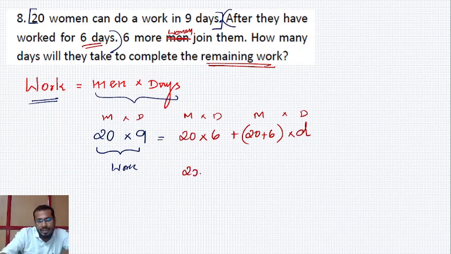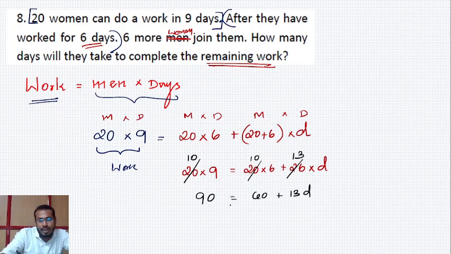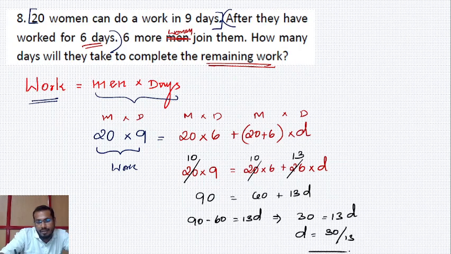20 into 9 is equal to 20 times 6 plus 26 times D. Just cancel these numbers. Look at this, 20, 20, 26. I can cancel by 2. 20 half is 10 and 26 half is 13. So now just multiply this. I will get 90, and here I will get 60, plus 13D. So 90 minus 60 is equal to 13D. 30 is equal to 13D, and D is equal to 30 over 13. This is the answer.